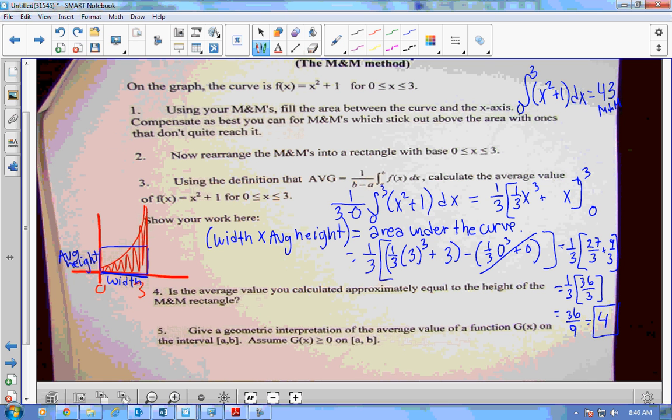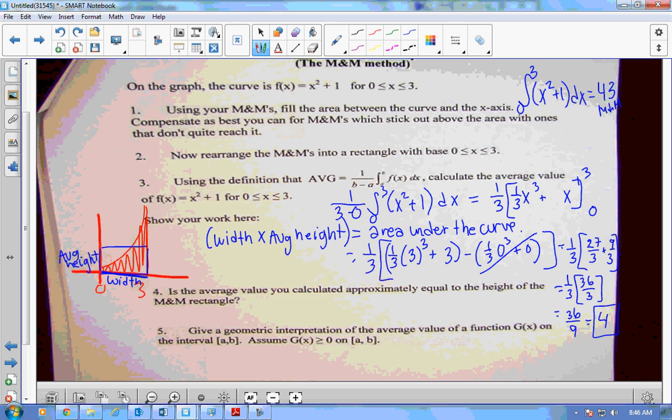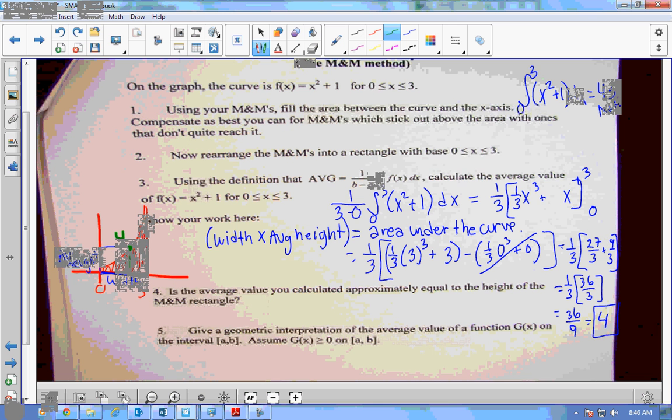So on M&Ms, it was 43. But really, it is 4. Oh, that's right. Sorry, you're right. This was the integral, and this was the average. So what you should have seen was the height was 4. You're right.